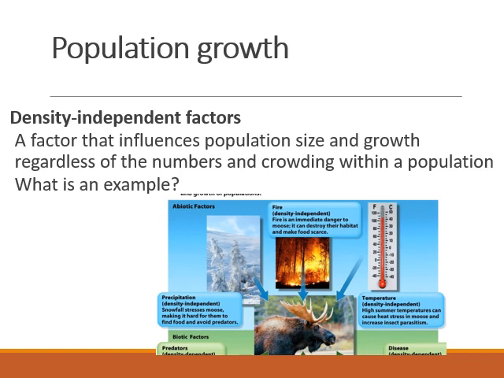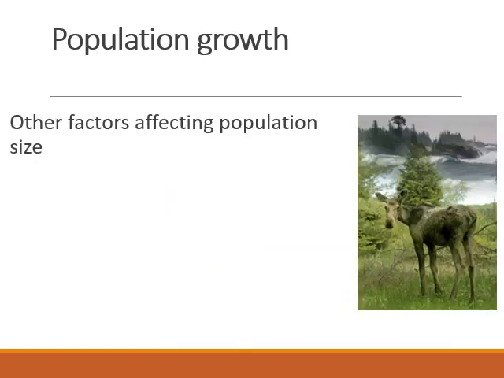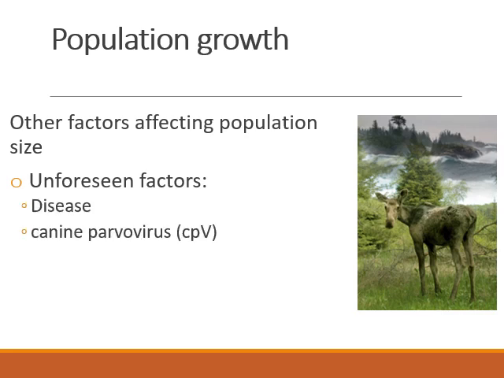So these are, again, abiotic. So something like precipitation or temperature. Higher temperatures can cause heat stress in moose and increase insect parasitism, so it helps those ticks really thrive. Things like that. These are density independent factors that are going to make a difference whether or not you have a high or low density. Yeah. Other factors that limit population size or can affect it, again, disease.